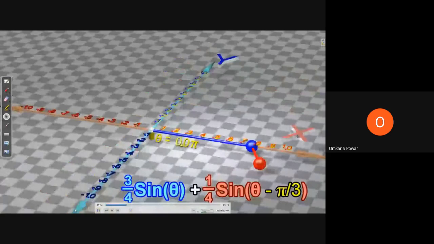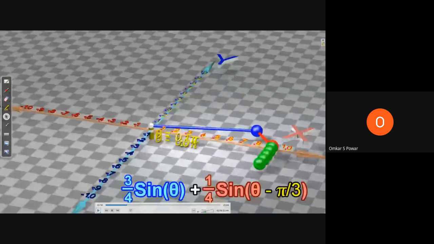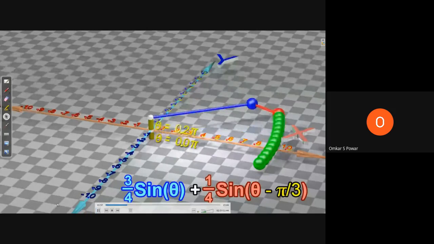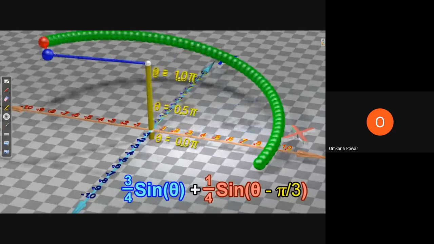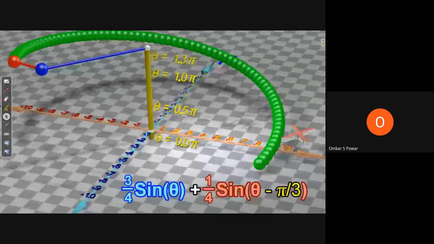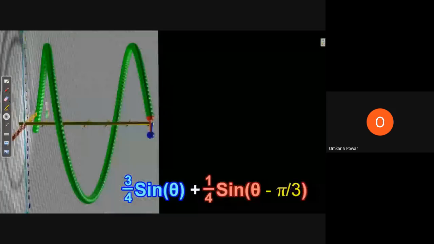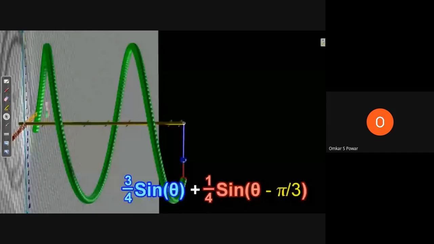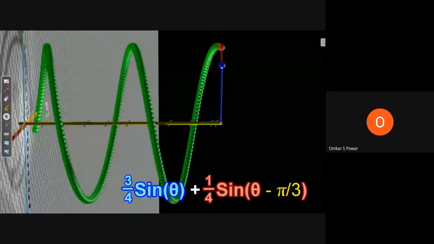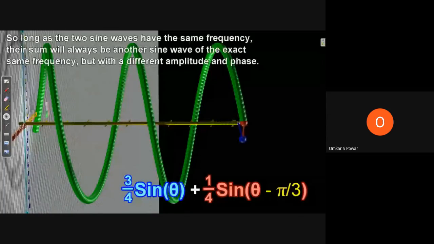So now we will consider where they have different phases. One is the blue color, let it be sine theta, and the red color will be sine of theta minus pi by 3. How can it be represented graphically? So the frequency will be the same, and they will have different amplitude and phase when you add this together.